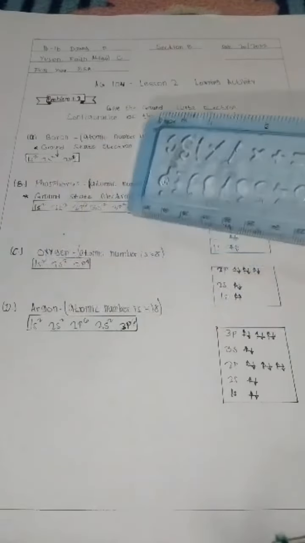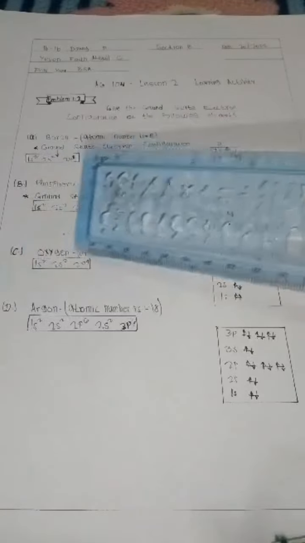And the third is oxygen. The atomic number is 8. So the electron configuration is 1s2, 2s2, 2p4. So add 2 plus 2, 4 plus 4 equals 8. So the atomic number of oxygen is 8. And this is the solution.